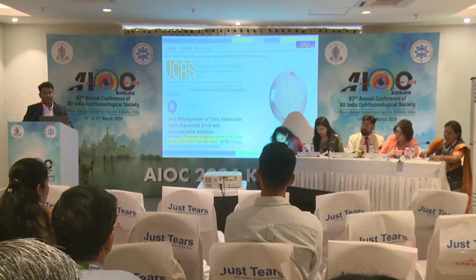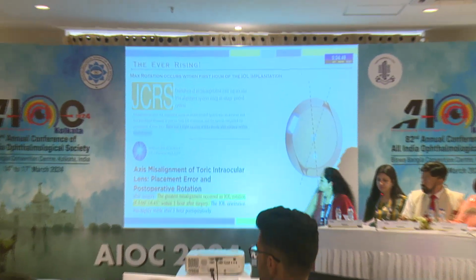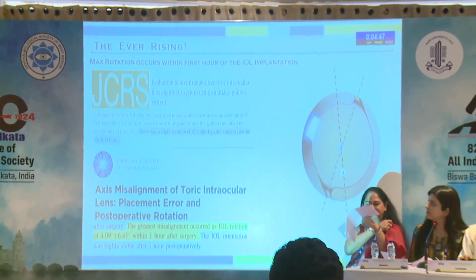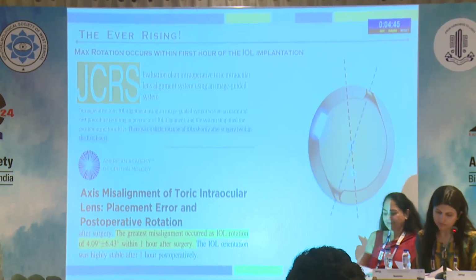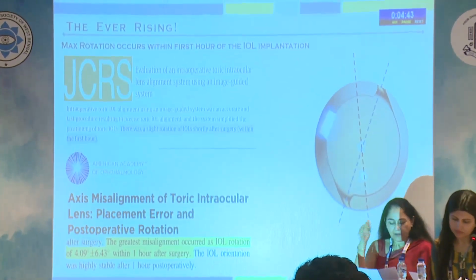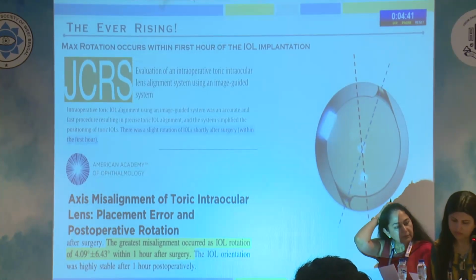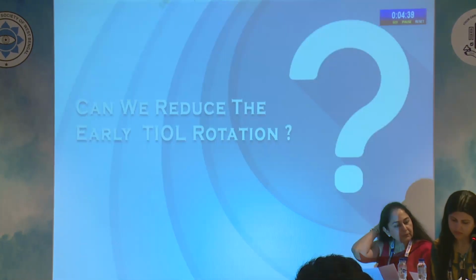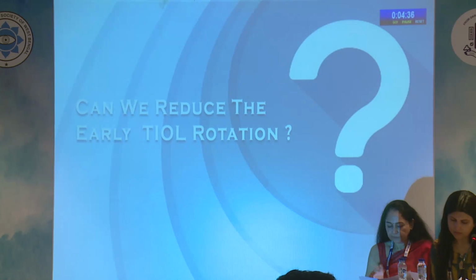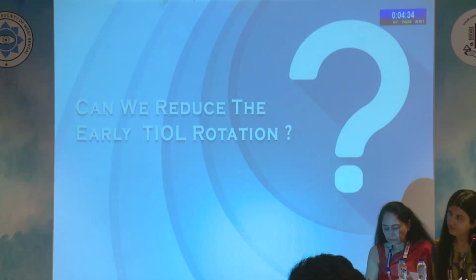Toric IOLs have changed the way we handle our pre-cataract astigmatism, but there's only one problem. They tend to rotate a bit. Maximum rotation that has been noted is during the first hour post-surgery. So, with that kept in mind, we thought of a research question: if we can reduce this early IOL rotation.